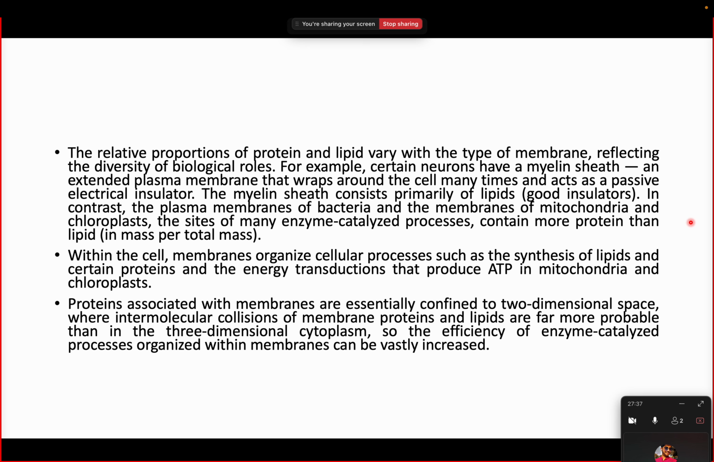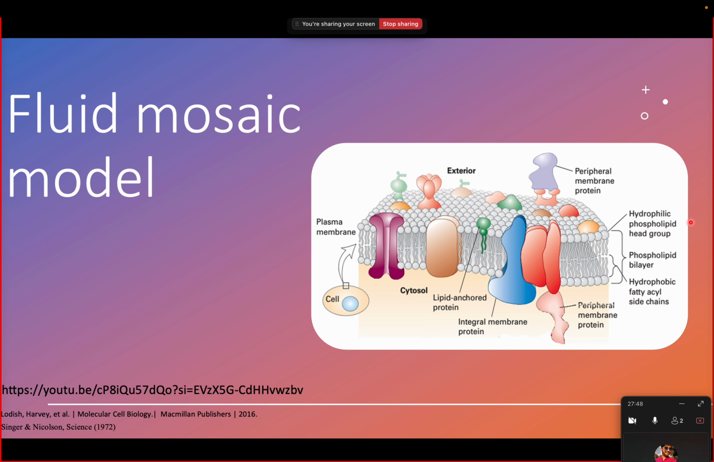Okay. So within the cell, membranes organize cellular processes such as the synthesis of lipid and certain proteins and the energy transduction that produces ATP in mitochondria. Okay, so this was basically the brief about the membrane proteins.